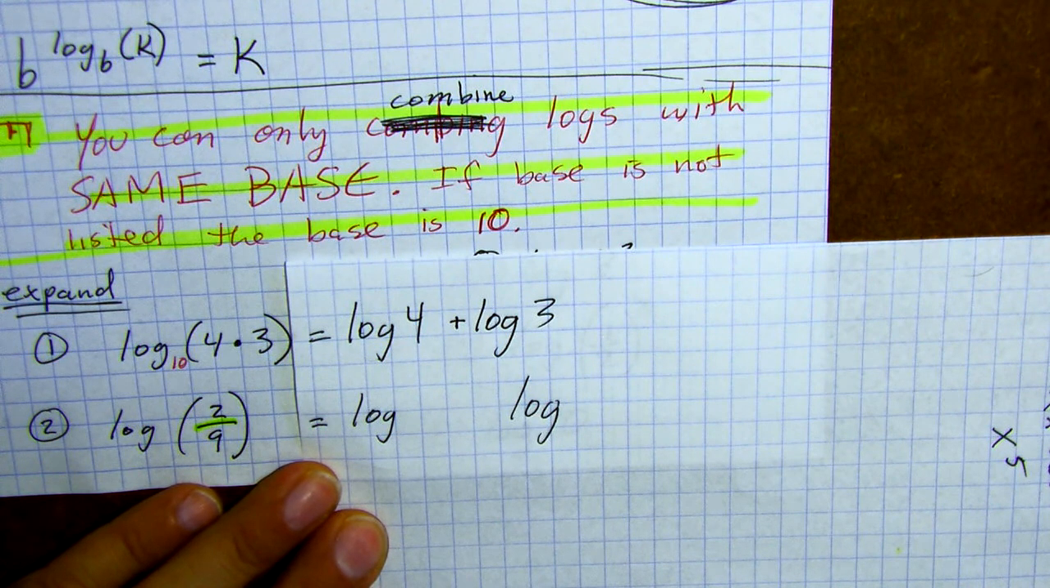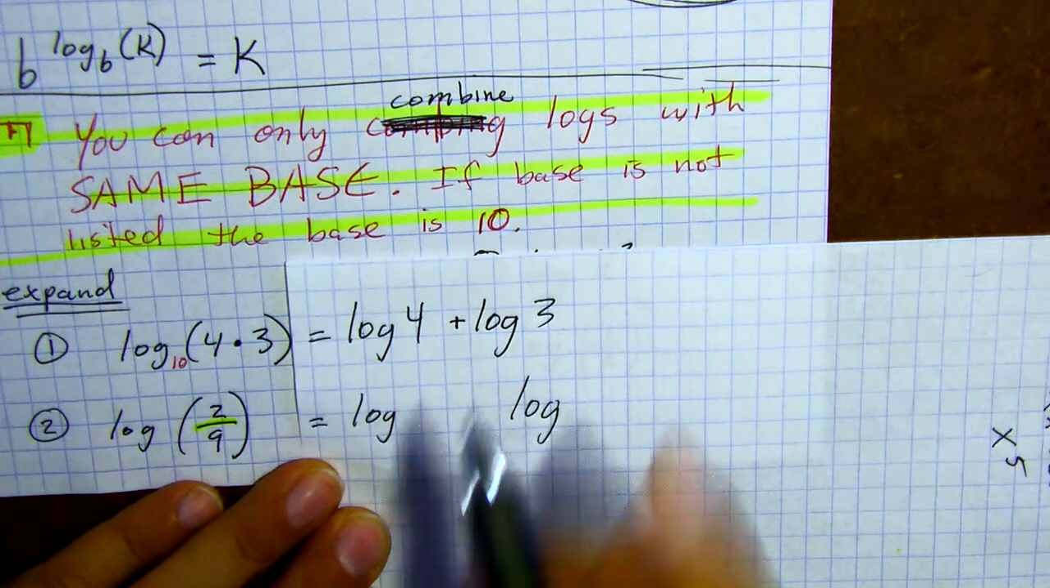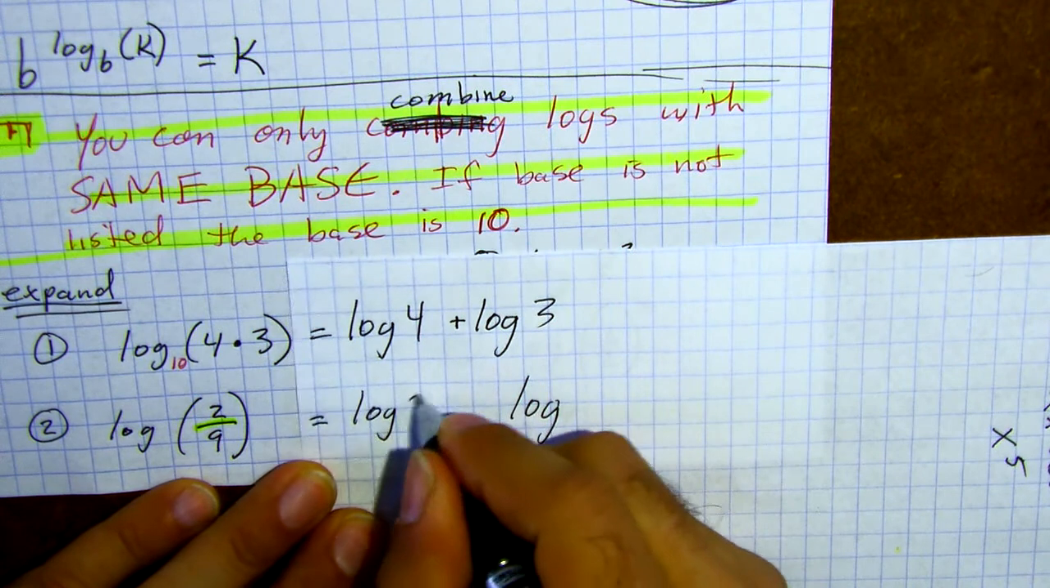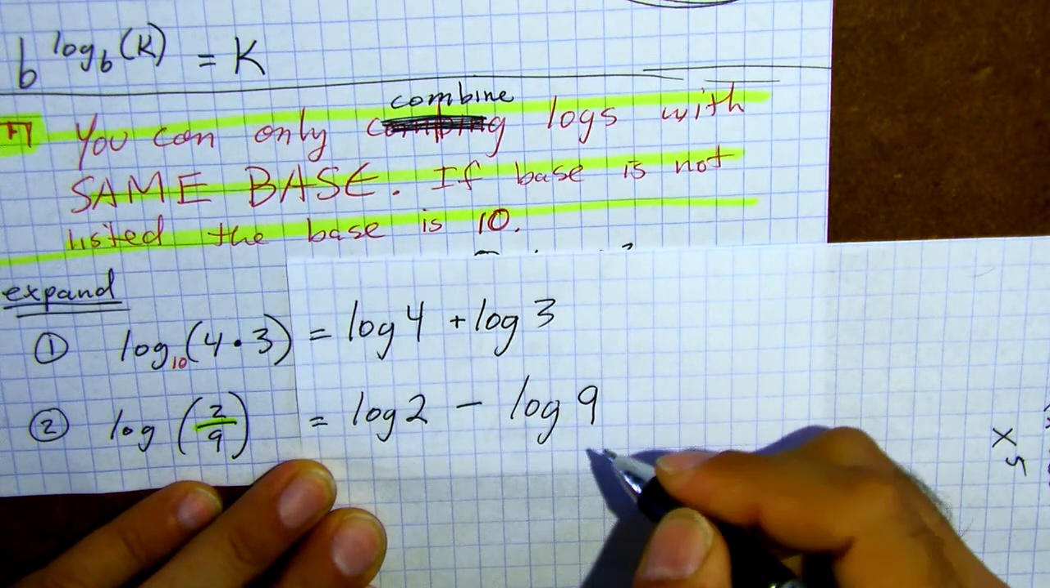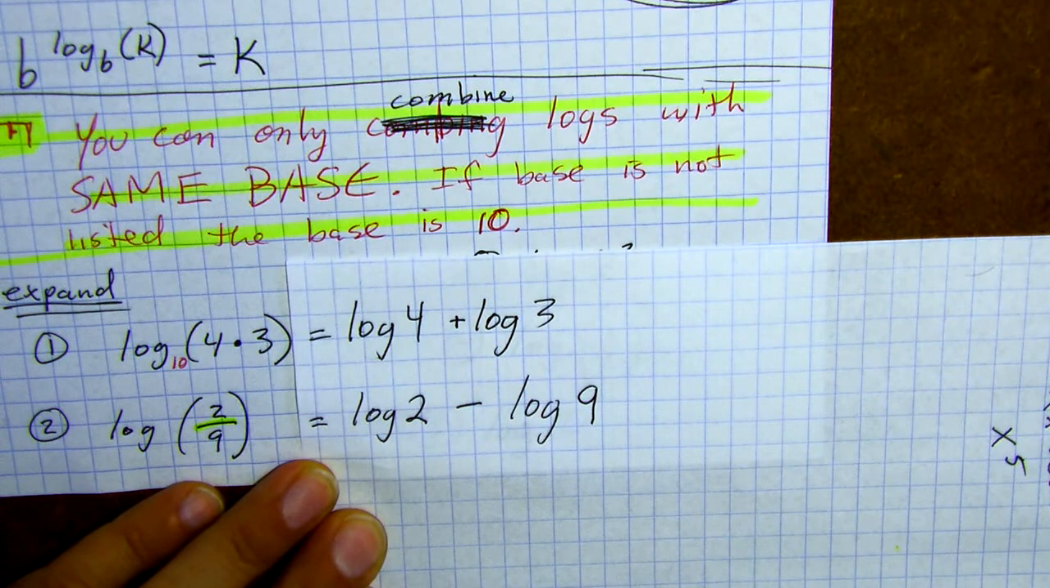Same thing all around? All right. Let's see. Well, it's going to be log 2 minus log 9. Log 2 minus log 9? Nice. Maggie, got that? Good? Joshua, good? All good?